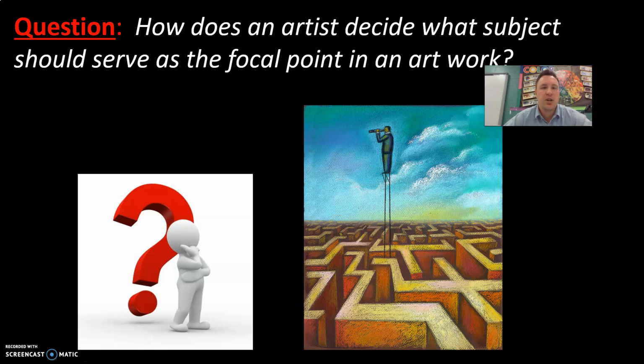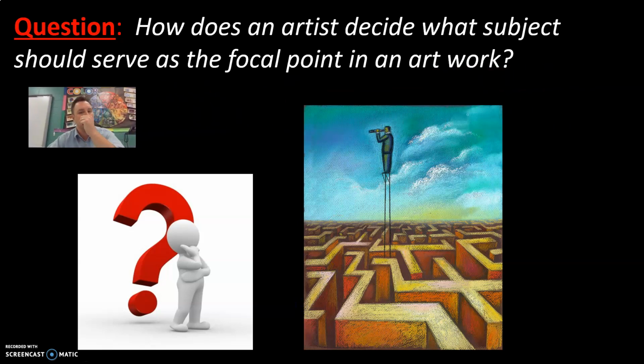And then your question is, how does an artist decide what subject should serve as the focal point? I would choose the subject as basically the most important. So we talked about emphasis. I would use your emphasis to create the focal point so that the viewer looks at the subject you want them to as the main subject.